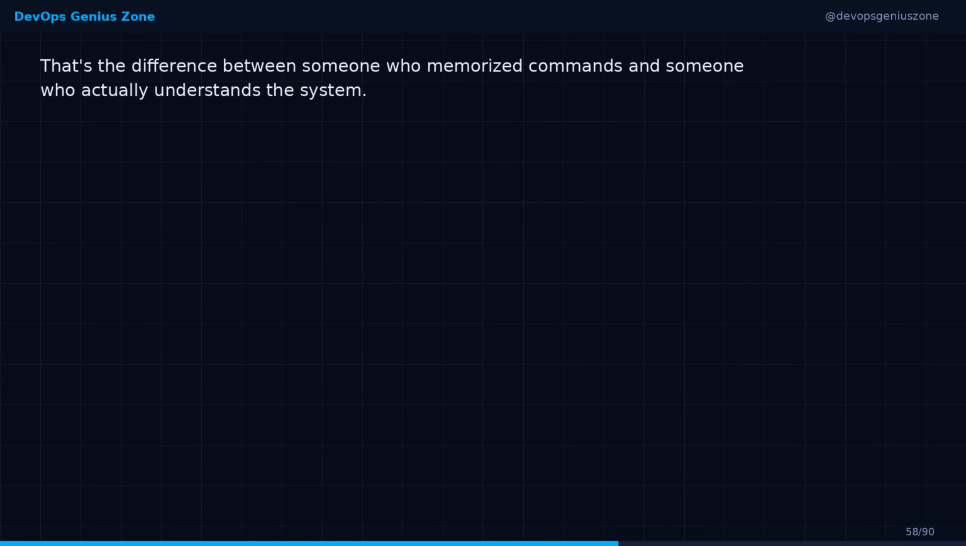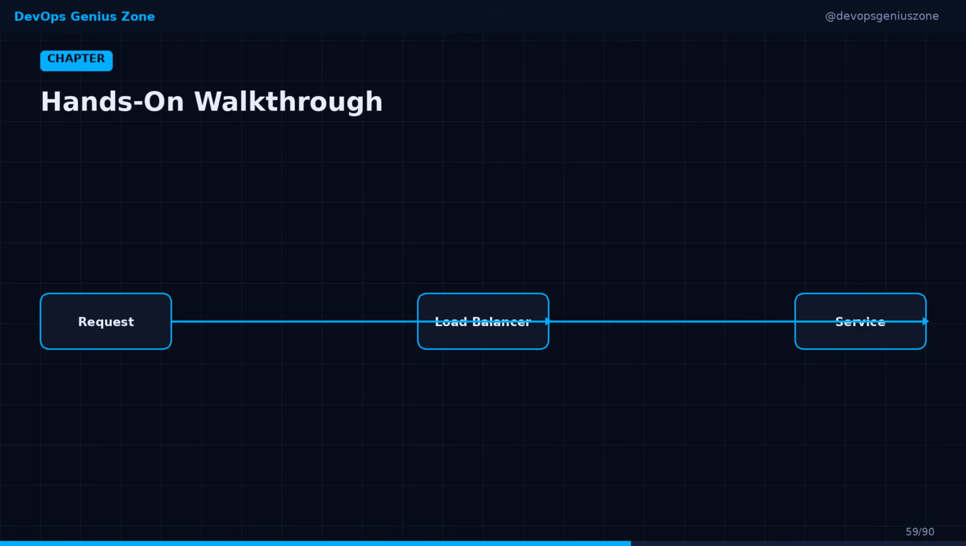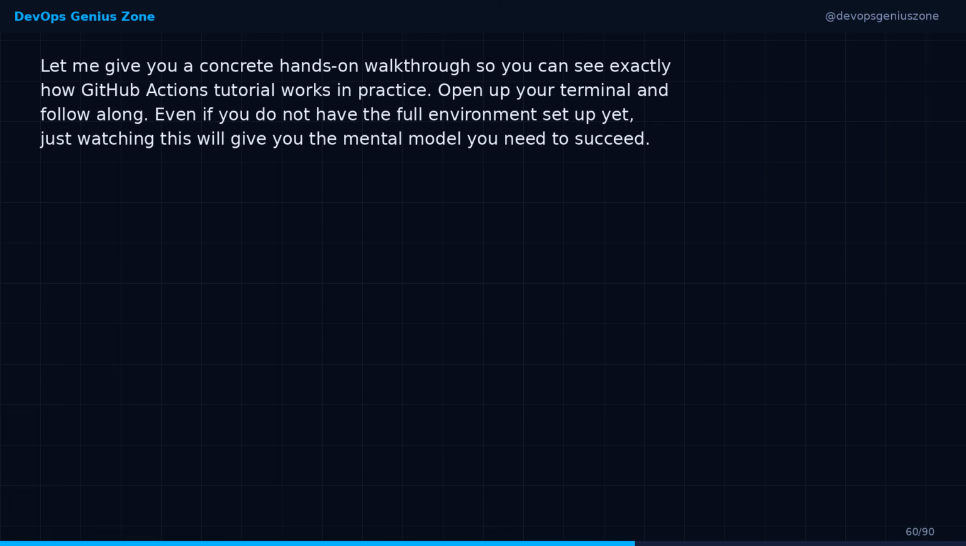Let me give you a concrete hands-on walkthrough so you can see exactly how GitHub Actions tutorial works in practice. Open up your terminal and follow along. Even if you do not have the full environment set up yet, just watching this will give you the mental model you need to succeed. I'll show you common commands, configuration snippets, and the reasoning behind each step. We'll start with the simplest possible working example and then add complexity.